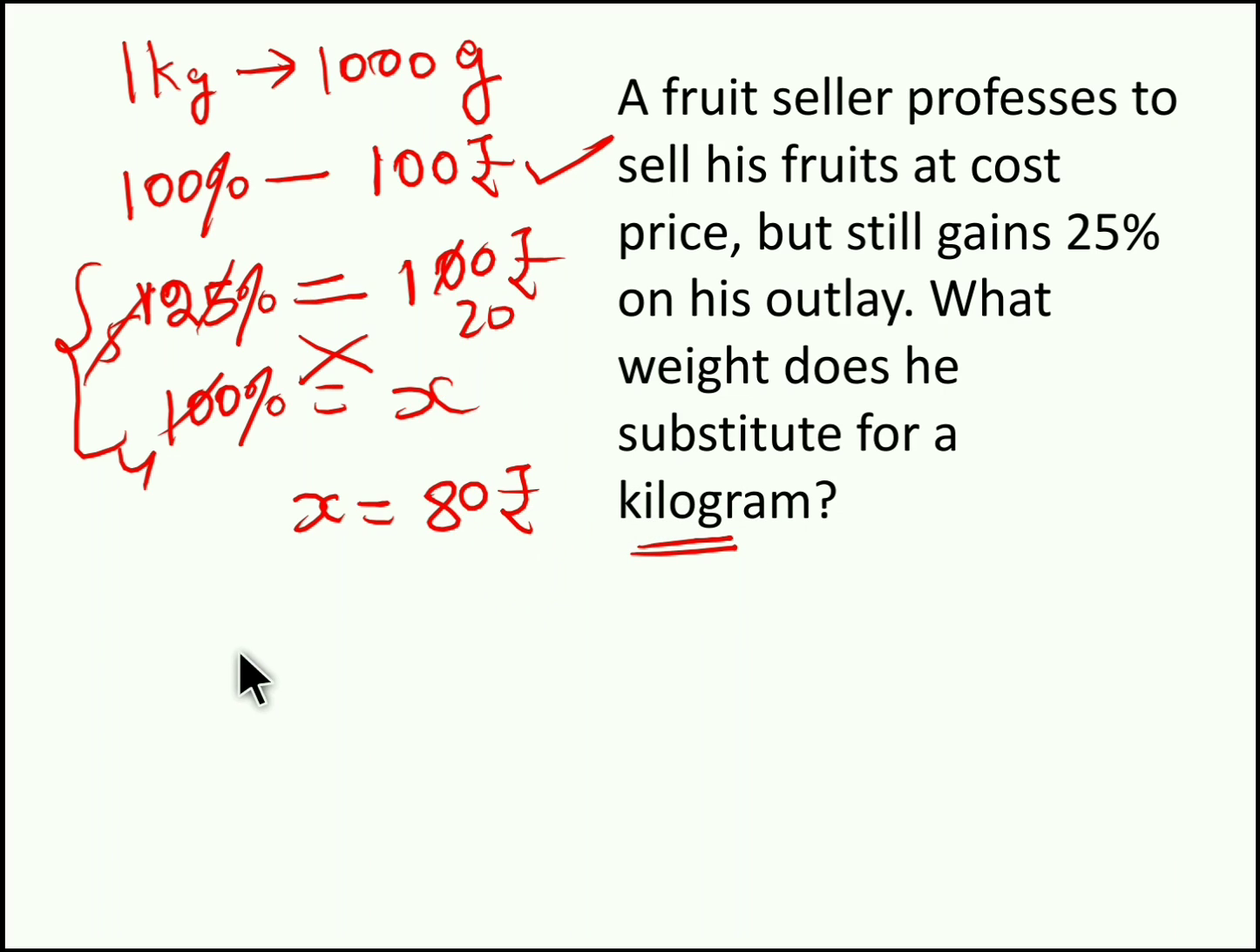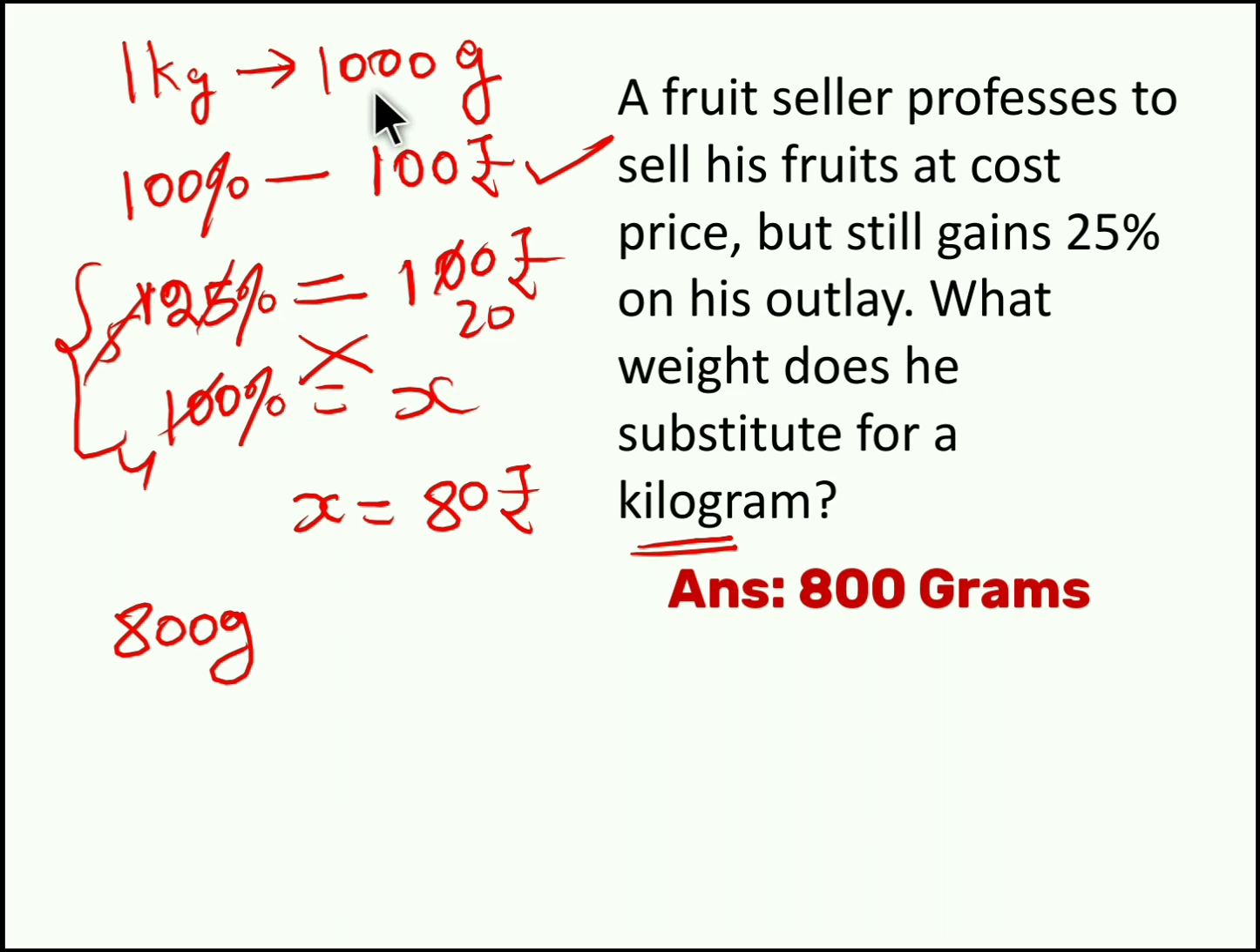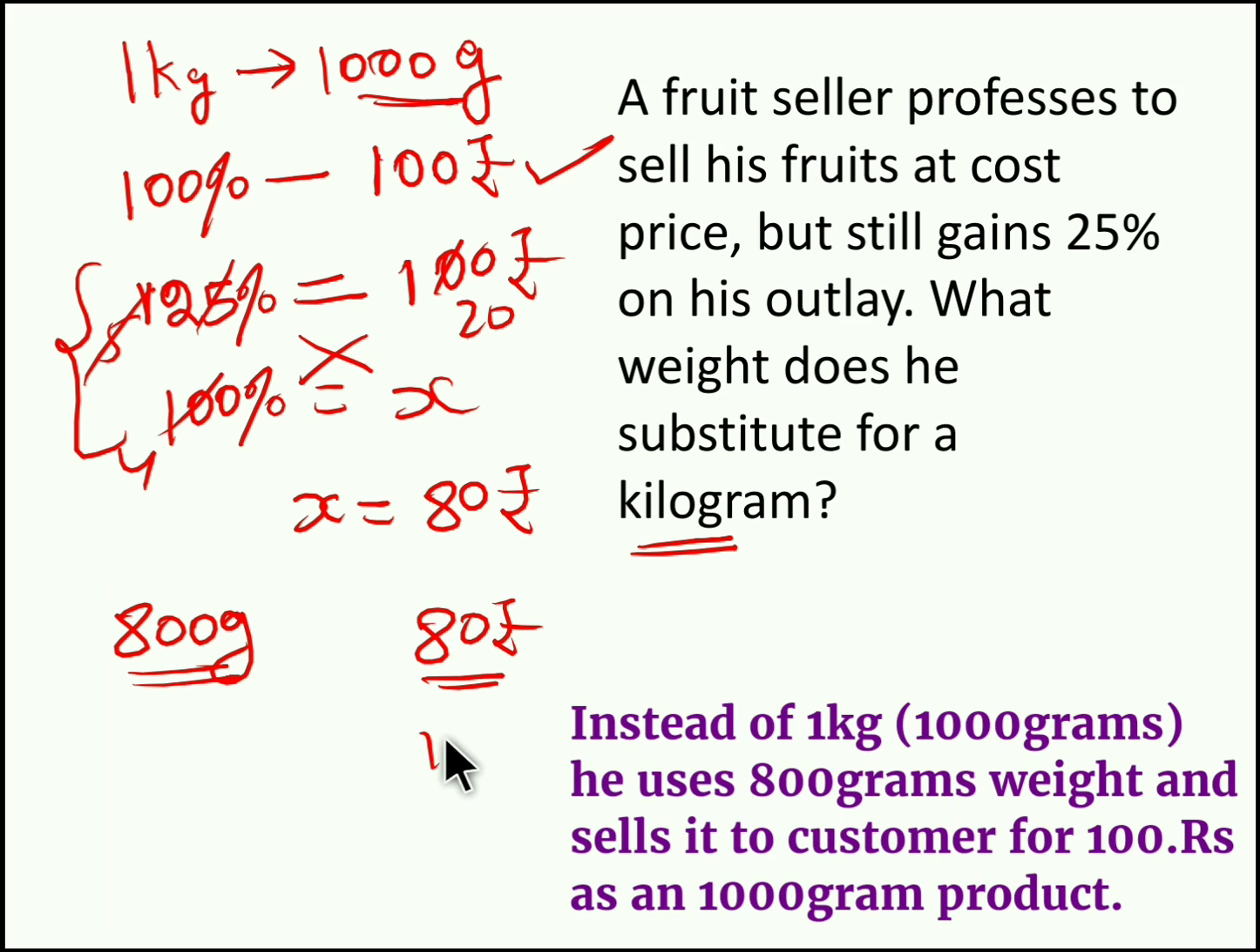So 80 rupees is how many grams? 80 rupees is 800 grams. So instead of this 1000 gram weight, he used 800 gram weight and he sold 80 rupees product for 100 rupees, so that he is gaining a 25% profit. Hope you understood the concept, right? Moving to our next question.